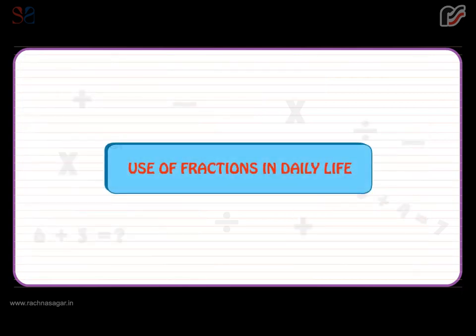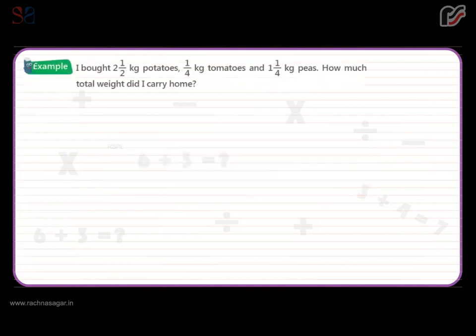Use of fractions in daily life. Example: I bought 2 1 upon 2 kg potatoes, 1 upon 4 kg tomatoes and 1 upon 4 kg peas. How much total weight did I carry home? Solution. Total weight is equal to 2 1 upon 2 plus 1 upon 4 plus 1 upon 4.